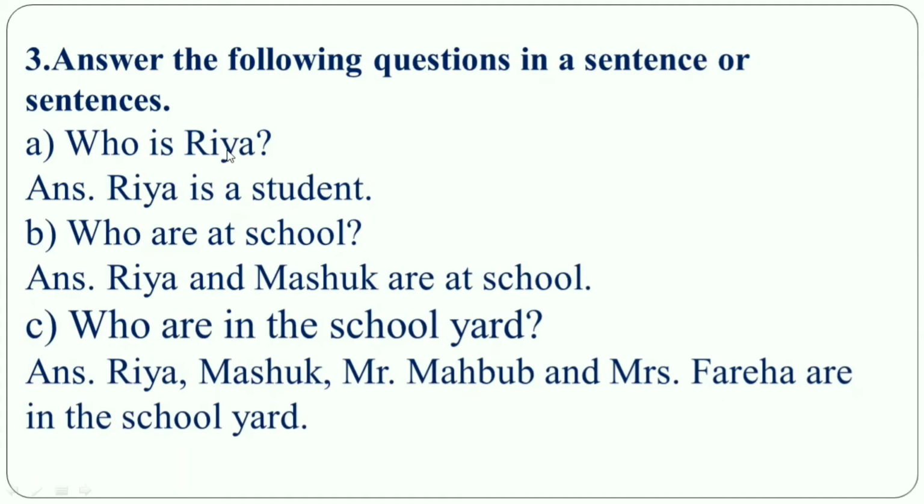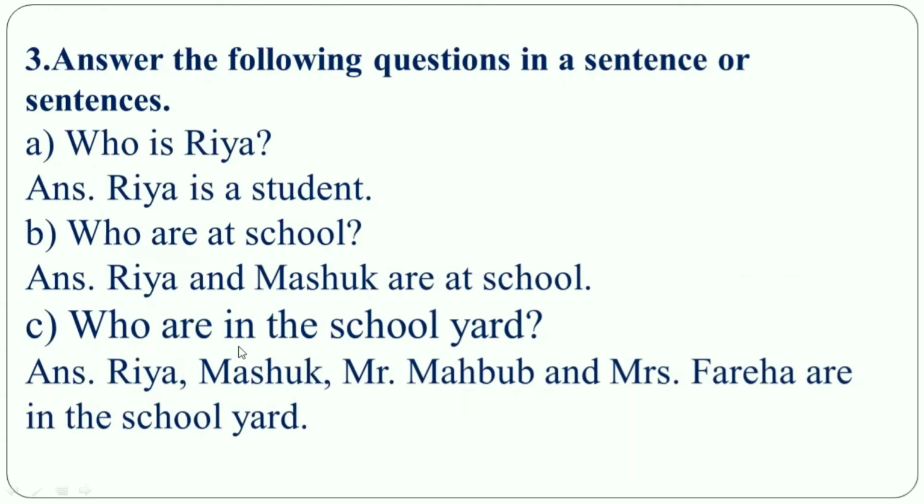Okay? Who is Ria? In the passage, we have seen that Ria and Mashu are students. So who is Ria? Yes, you will write Ria is a student. Who are at school? Yes, we have seen in the passage that Ria and Mashu are at school. So right here, first you will write Ria and Mashu, then the auxiliary verb are, and then at school. So Ria and Mashu are at school, then full stop.